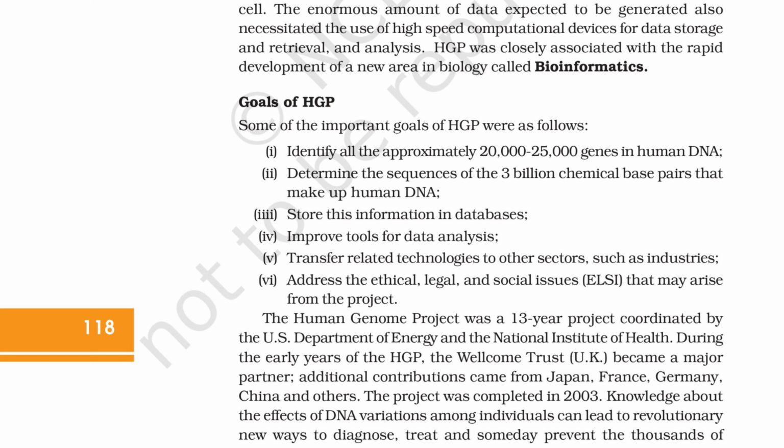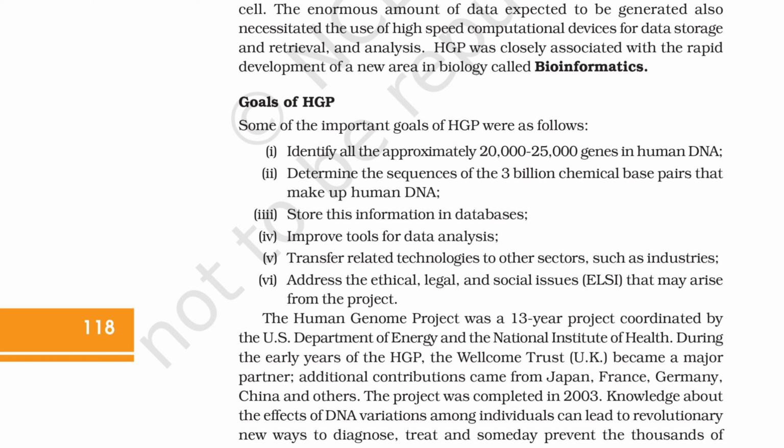Goals of HGP. Some of the important goals of HGP were as follows. 1. Identify all the approximately 20,000 to 25,000 genes in human DNA. 2. Determine the sequences of the 3 billion chemical base pairs that make up human DNA. 3. Store this information in databases. 4. Improve tools for data analysis. 5. Transfer related technologies to other sectors, such as industries. 6. Address the ethical, legal, and social issues, ELSI, that may arise from the project.